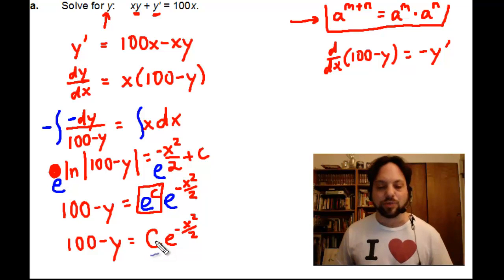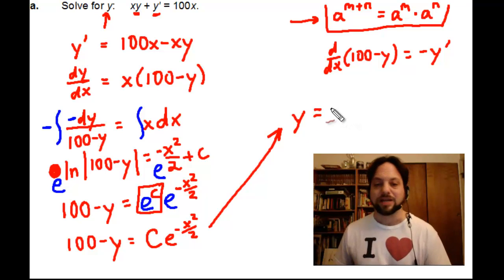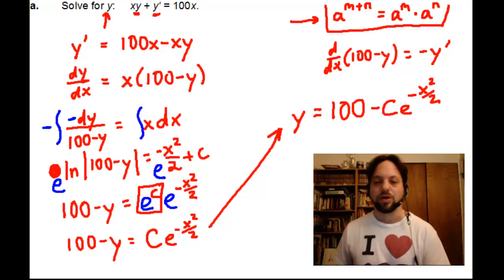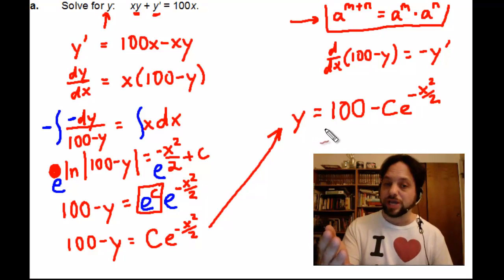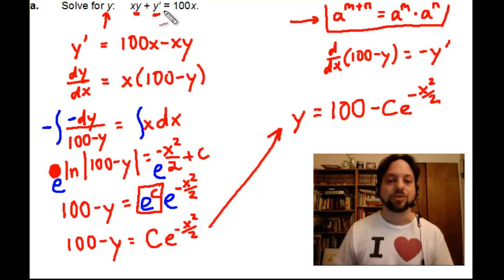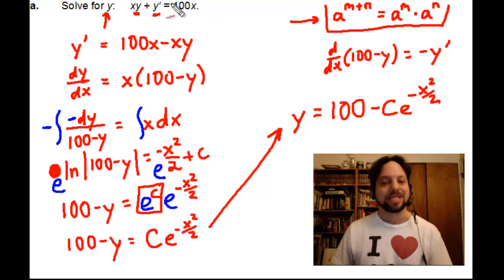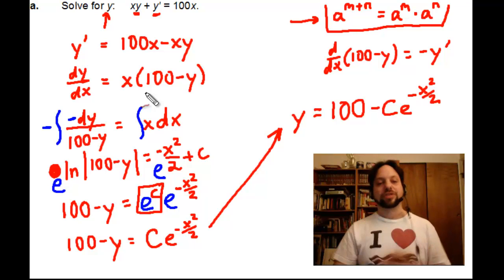And in fact, it looks like I really only have one step left here. I'm almost done with this problem. If I bring this up here, if I want to solve for y, looks like what I'm going to end up with is just 100 minus c e to the negative x squared over 2. There it is. There is y. Go ahead and differentiate y, see what you get, and then plug it back into our original formula. Plug y itself back into the original formula and see if it doesn't all equal 100x when you simplify it. I bet it does.